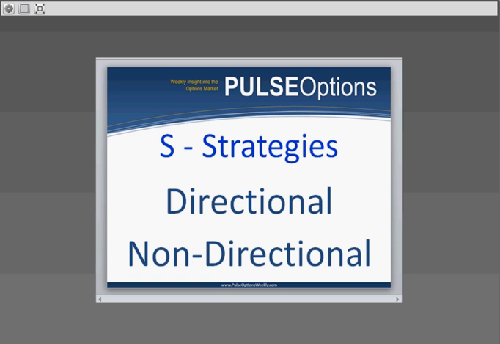But what we do try and do is we try and find stocks that should move more than the options are pricing them to move. And then we put on one of two strategies. We either trade it directionally with a straight call, directionally with a straight put, or non-directionally, right?